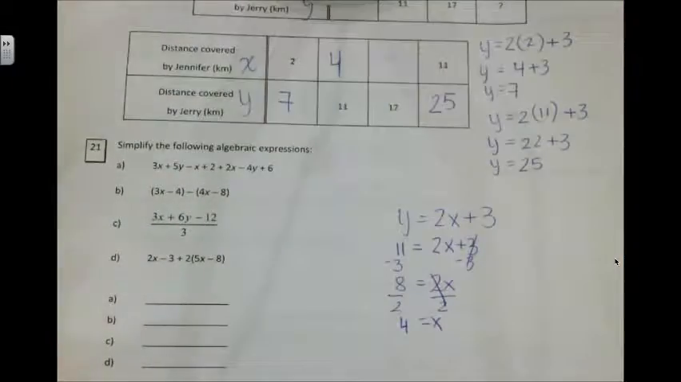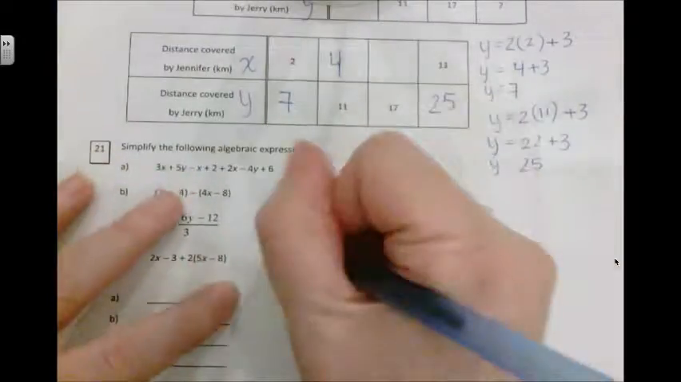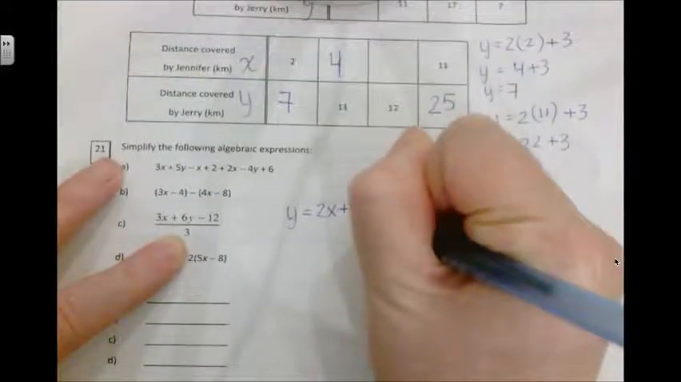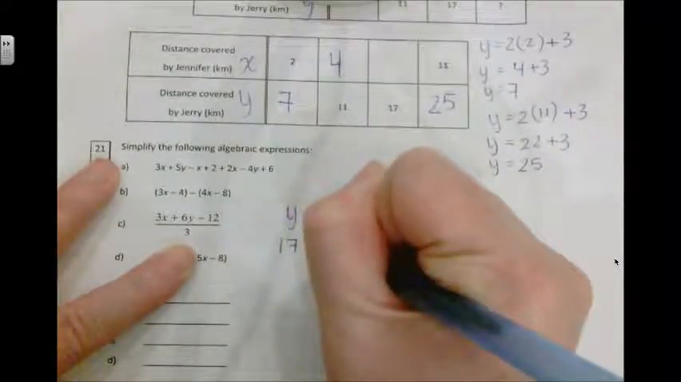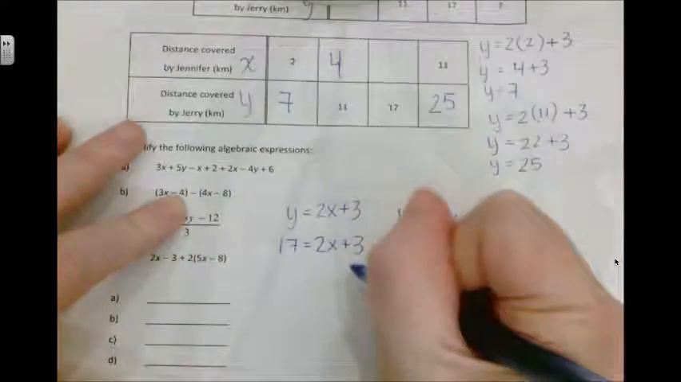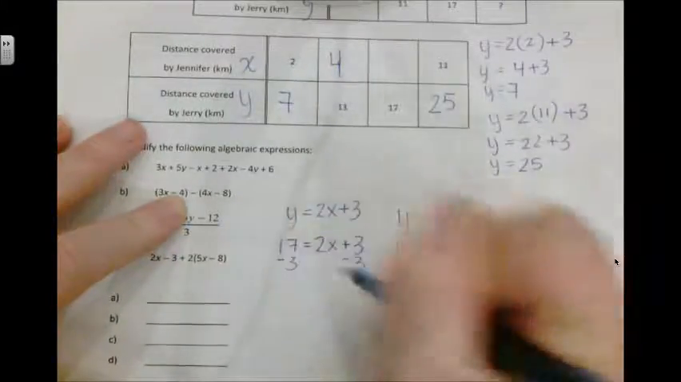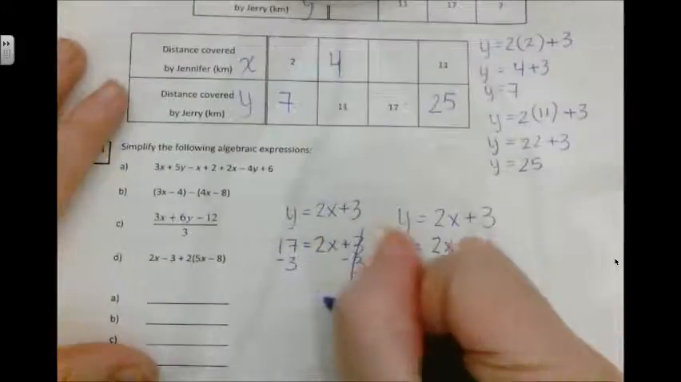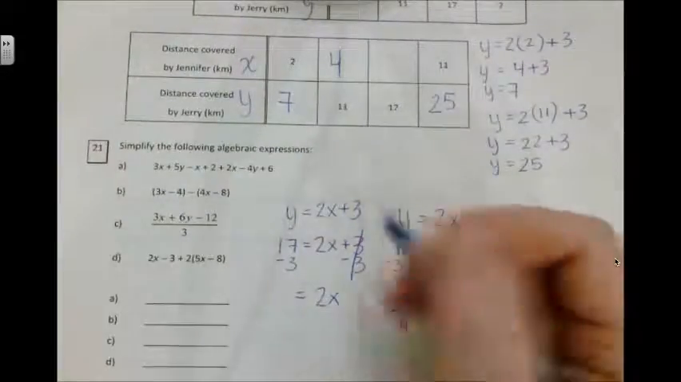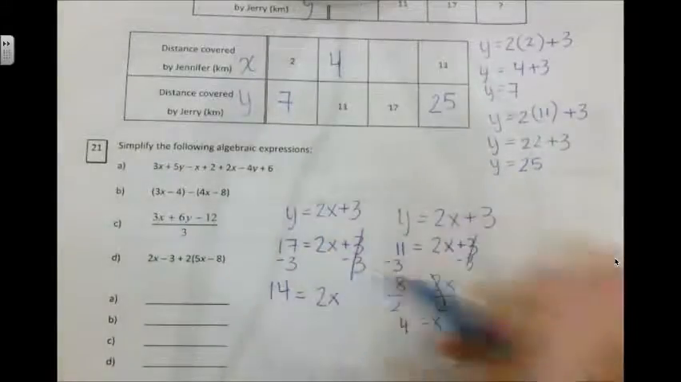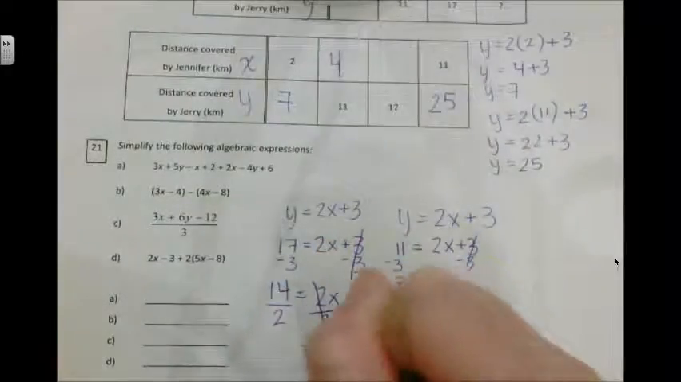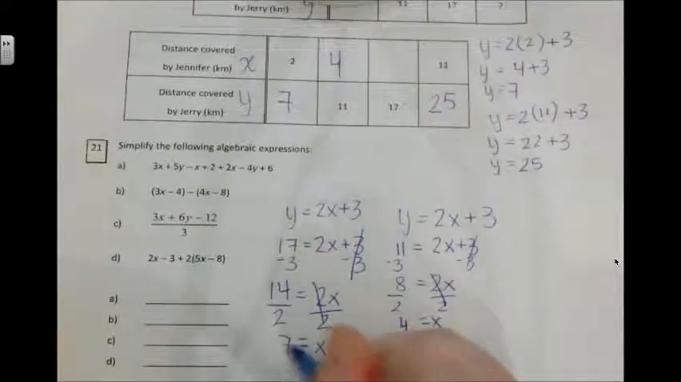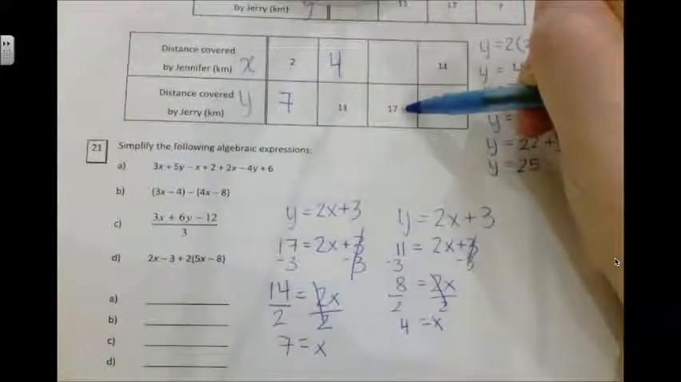I'll do my other work over here so that I can finish this up. Y equals 2X plus 3. Again, since this is my Y value, I'm plugging the 17 in where Y is. So I do 17 equals 2X plus 3. I do minus 3, minus 3. So this goes away, and I'm left with 2X equals 17 minus 3, which is 14. The last thing I have to do is divide by 2, and X equals 7. So when Y is 17, your X value is 7.